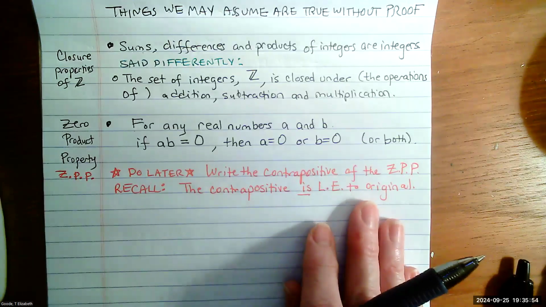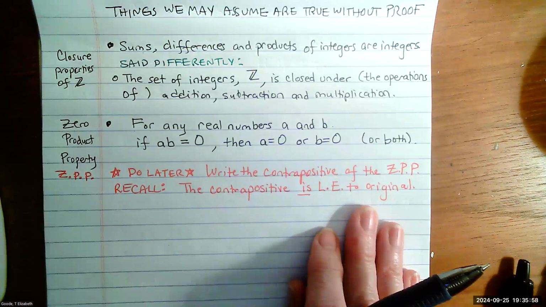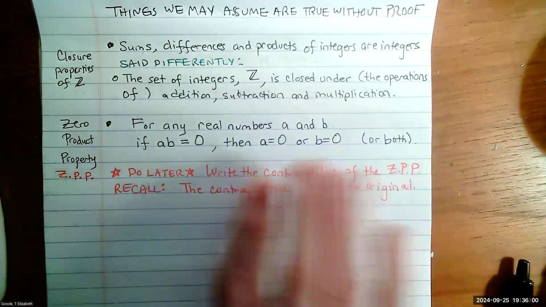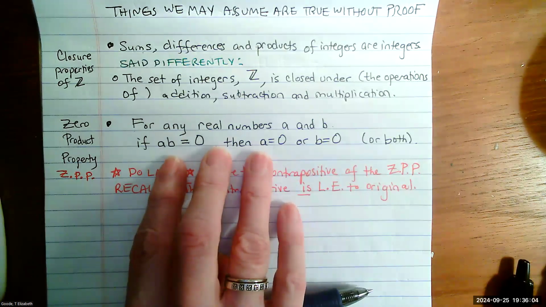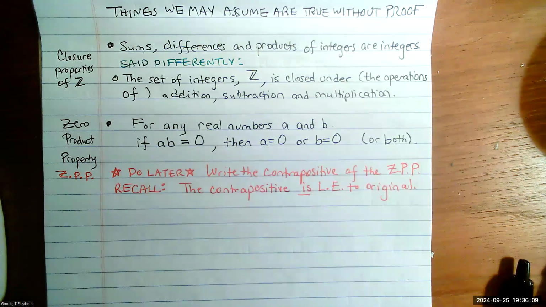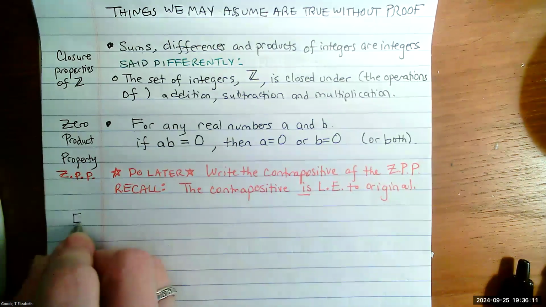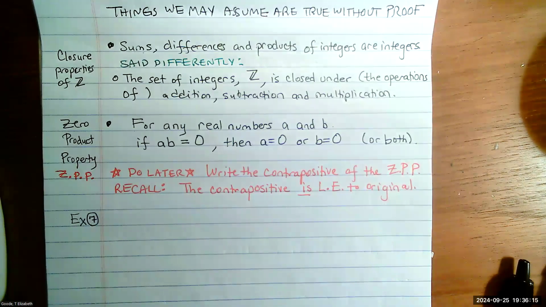Let's just go through one more example, but let me just finish my thought. Why am I asking you to write the contrapositive? Because that's the formulation of this that we're actually going to wind up using. We're actually going to be more often than not using the contraposition of the zero product property when we're trying to use the zero product property.